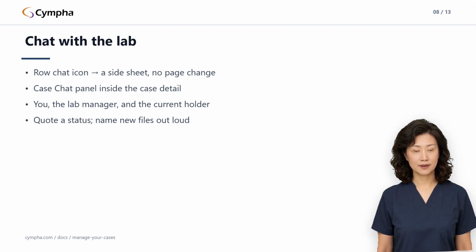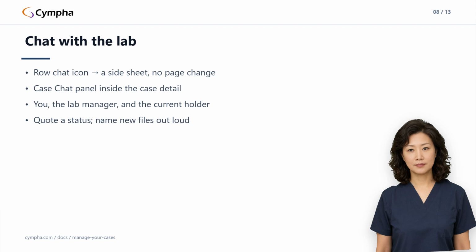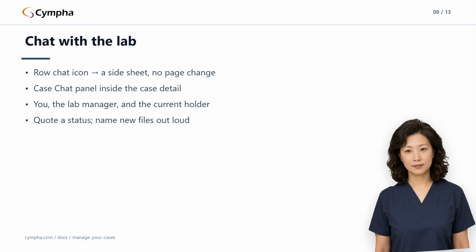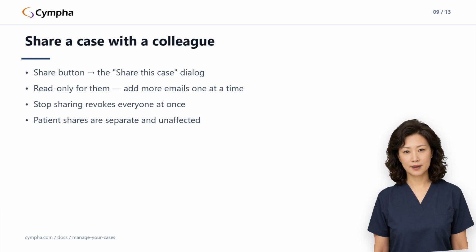Want a second opinion? In the case detail header, click the share button, the share arrow icon. A dialog opens titled Share this case. Type your colleague's email and click share. They get an email, and once they sign in, or sign up, with that exact address, the case appears on their dashboard with the shared badge, read only, just like we covered a moment ago.